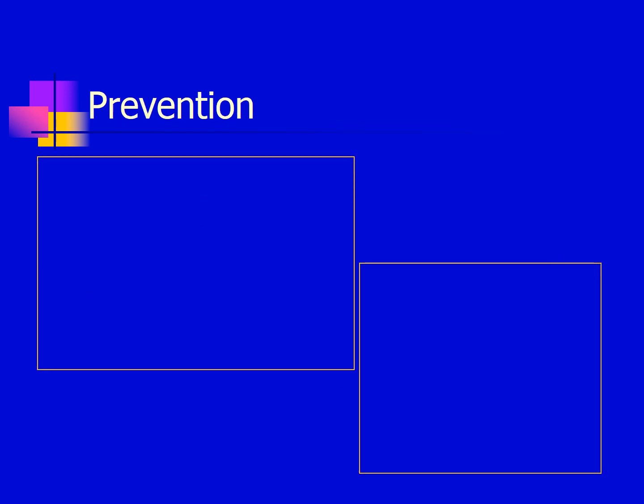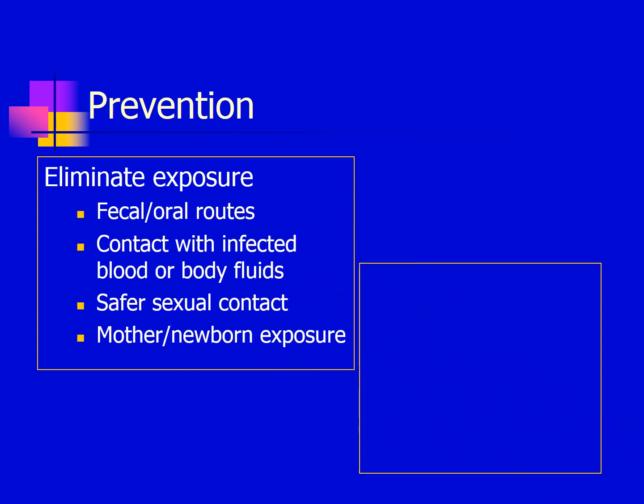So prevention is really important, right? We want to eliminate the exposure. So is it fecal oral routes? Let's make sure that we fix that. Contact with any bodily fluids or blood, safer sexual practices, and limit the mother newborn exposure. And for a mom who is a carrier, when the baby's born, the baby has to get the first shot of hepatitis B and of course immune globulin as well.